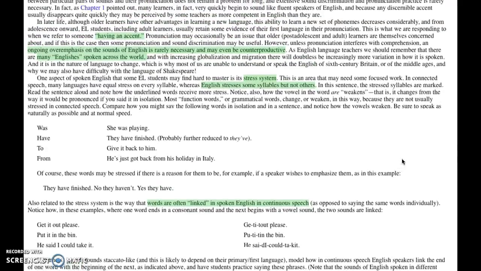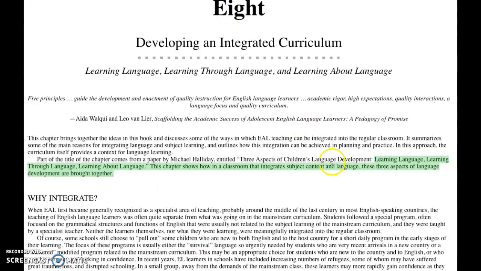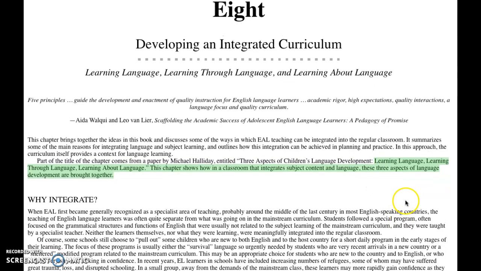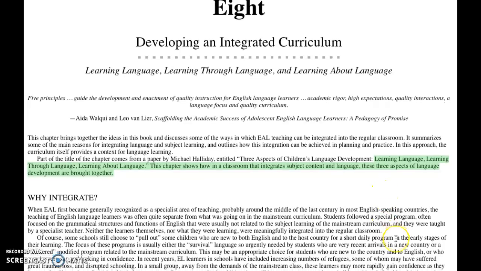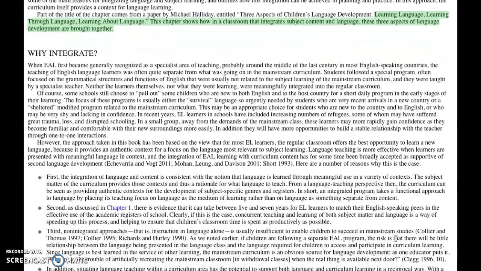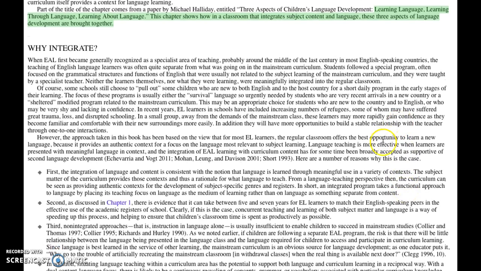And let me jump to chapter 8 really quick. Essentially this chapter wraps up everything, and it's about developing an integrated curriculum. It discusses how in the classroom the integrated subject and content knowledge, and the three aspects of learning language, learning through language, and learning about language, or of language development, are brought together.